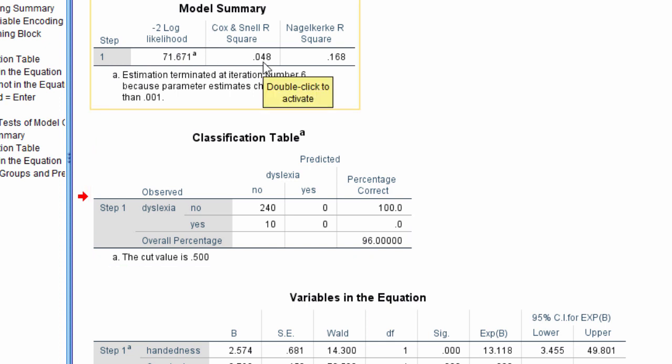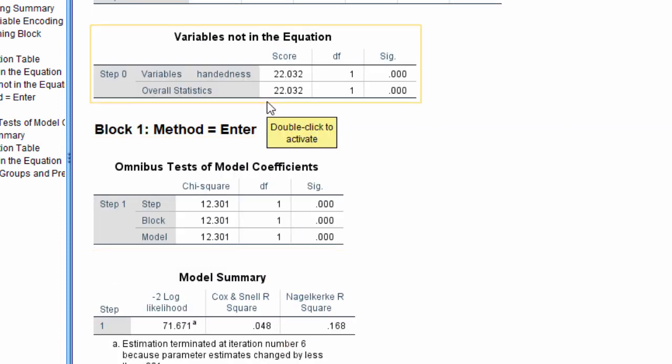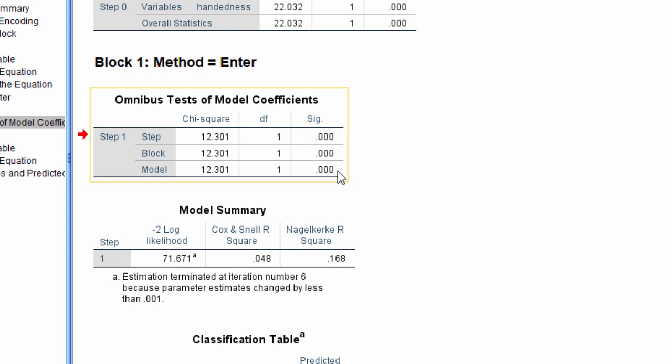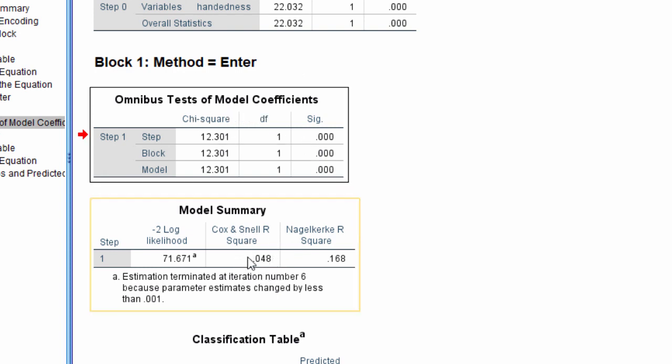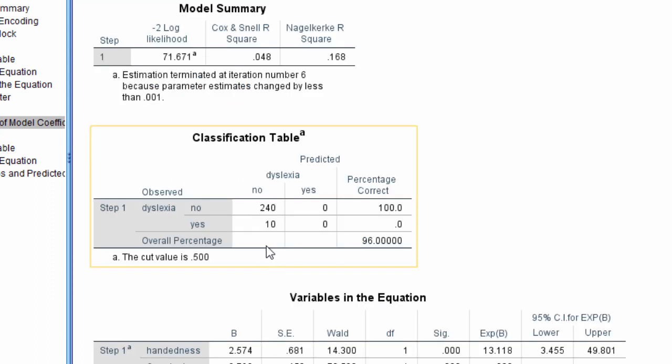The Cox and Snell R squared is saying it's doing something, 4.8%, and the model is statistically significant on the basis of this omnibus test of the model coefficient. So that implies this R squared value is statistically significant. So it's doing something, but not so much that it can predict an extra case in the data.